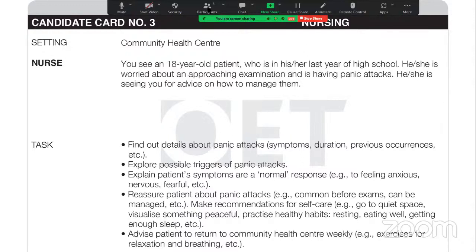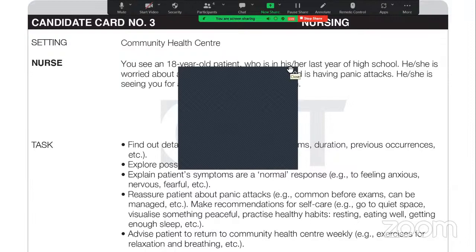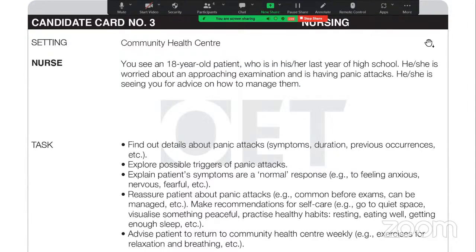So the patient is 18 years old, in the last year of high school, approaching examination, having panic attacks. She is seeing you for advice on how to manage them, whether you are a doctor or a nurse. Subject, everything is the same. If you're a nurse, you'll deal with it as a nurse. And if you're a doctor, you'll deal with it as a doctor.